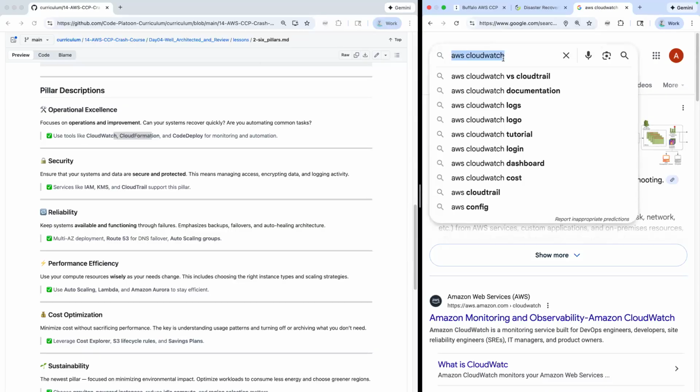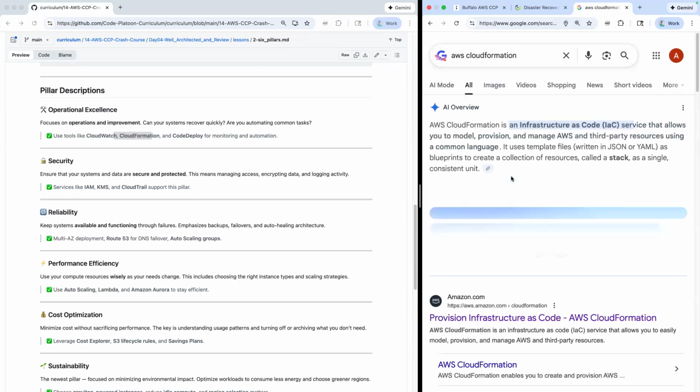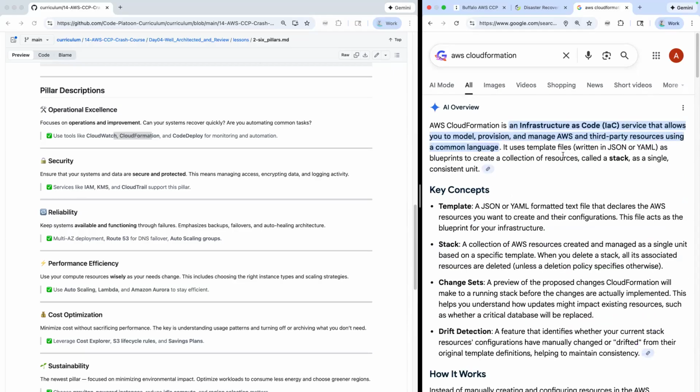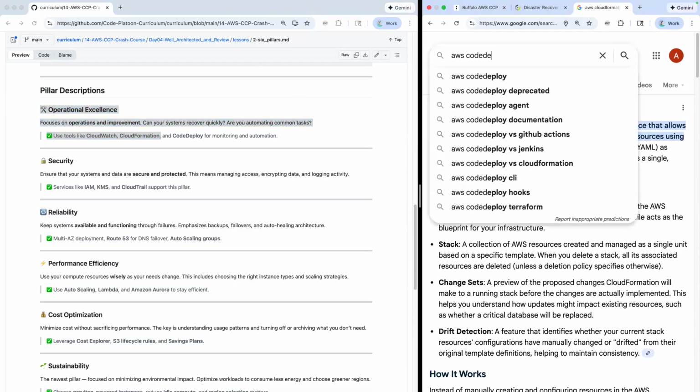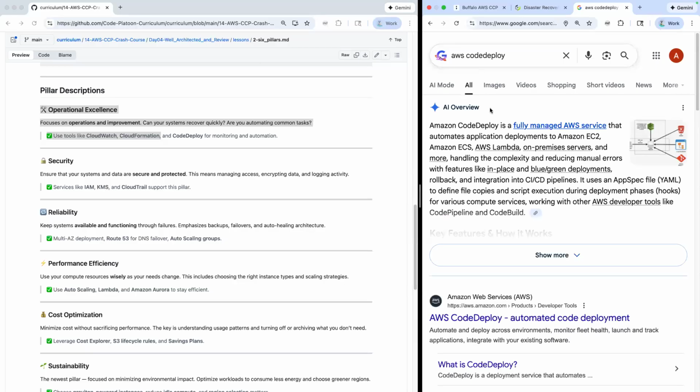And CloudFormation. AWS CloudFormation is that infrastructure as code service. So I can configure and easily deploy infrastructures, right? So I can spin up a whole infrastructure quickly. I can recover quickly. So infrastructure as code is part of operational excellence. And then CodeDeploy is a new AWS service. There's a lot of these, right? And CodeDeploy will automate deploying my Django app to an EC2, to a Lambda, deploying code to any AWS service, right? So this is operational excellence.